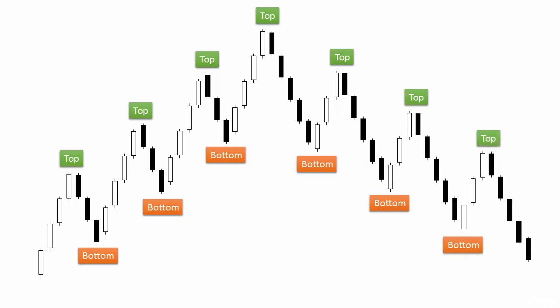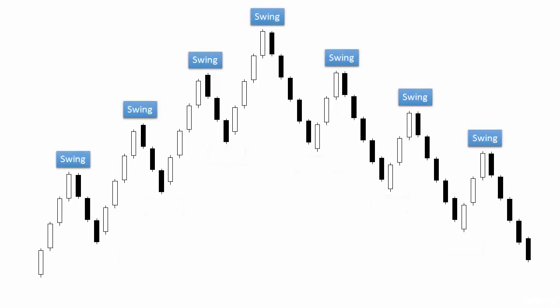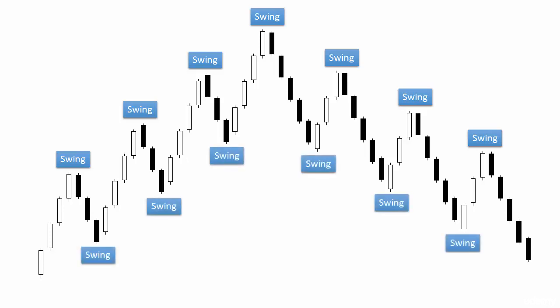If a top of a trend is a valid top, then we call this a valid swing point. And if the top is an invalid top, then we call this an invalid swing point. Likewise, if the bottom is valid, then we call this a valid swing point. And if the bottom is invalid, then we call this an invalid swing point. So all the tops and bottoms, either valid or invalid, we will call them swing points.